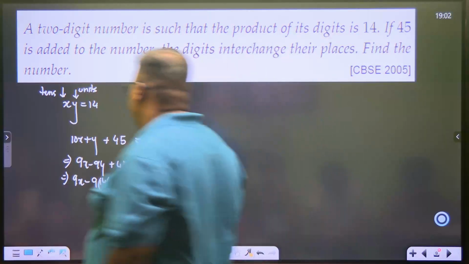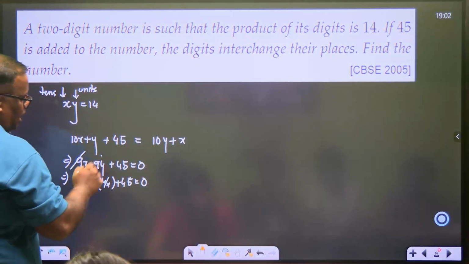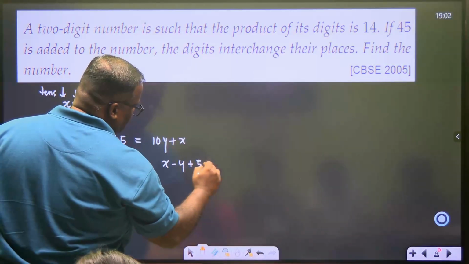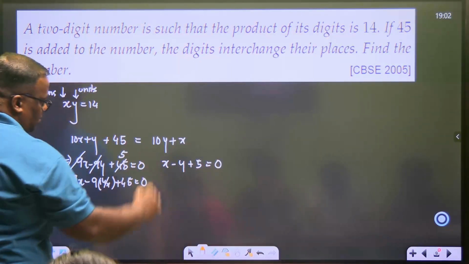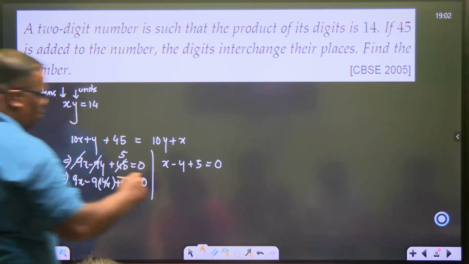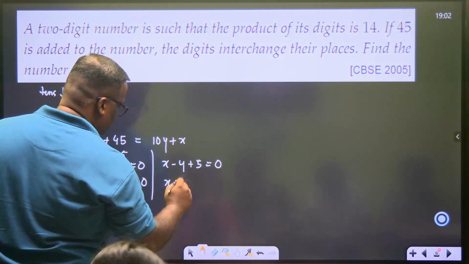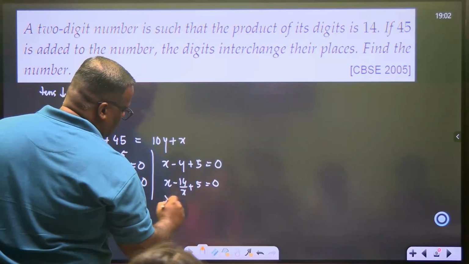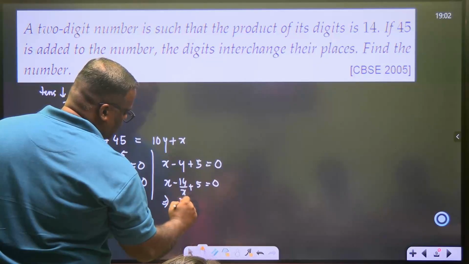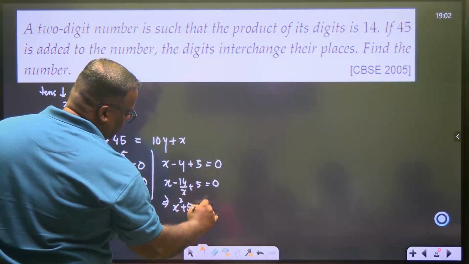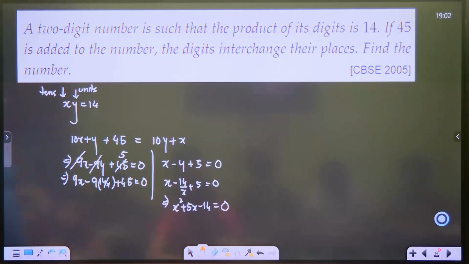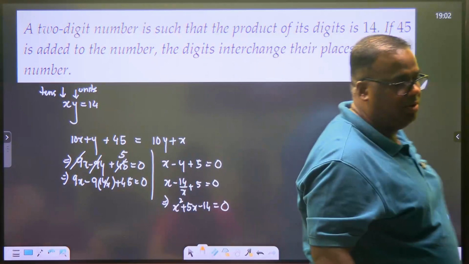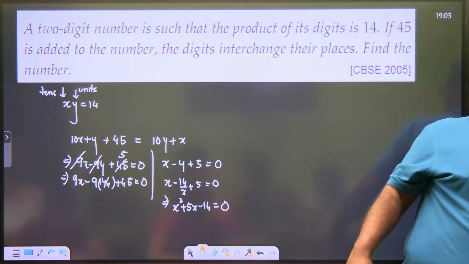Before that, you can actually eliminate all 9s from here. 9, 9, 9, and 45 is 9 times 5. So it is x minus y plus 5 is equal to 0. Make this thing easy. It becomes easy. So your problem is now x minus 14 by x plus 5 is equal to 0. So it becomes x square plus 5x minus 14 is equal to 0. 14 is 7 into 2, and 7 and 2 can give 5. Clear? 7 into 2 is 14 and 7 and 2 can give 5.